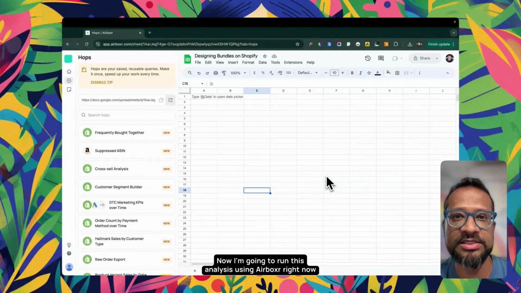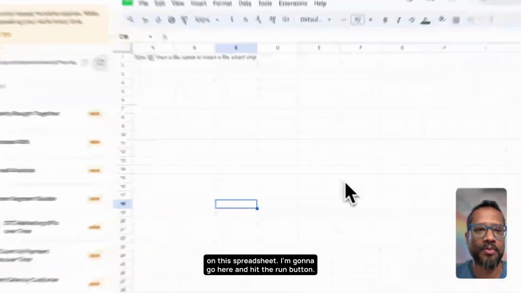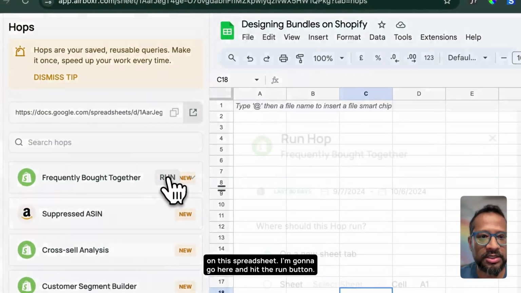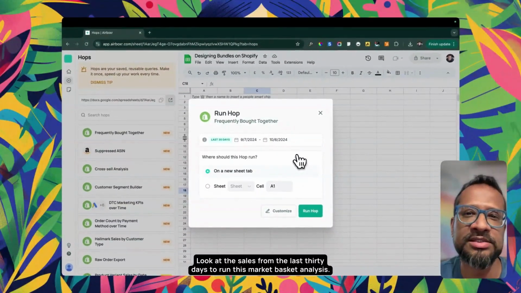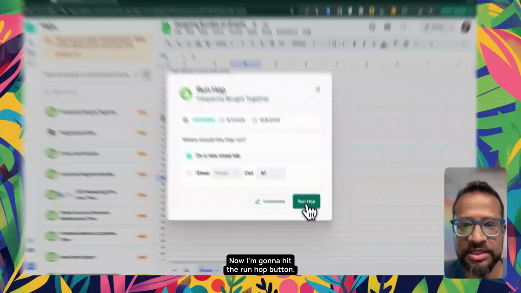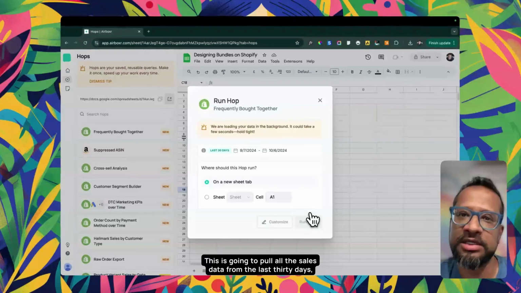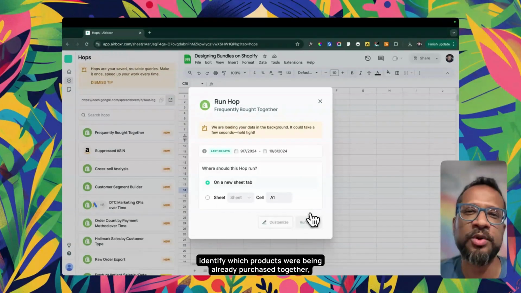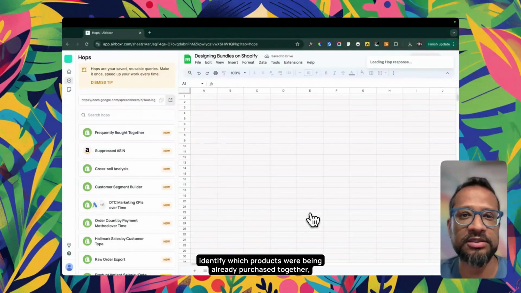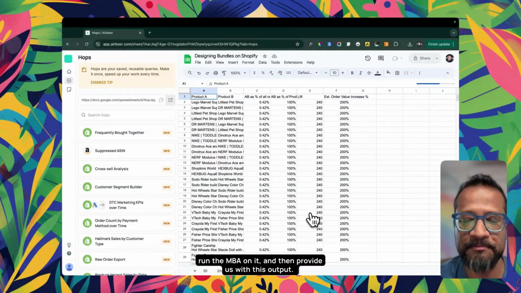Now, I'm going to run this analysis using Airboxer right now on this spreadsheet. I'm going to go here and hit the run button. Look at the sales from the last 30 days to run this market basket analysis. Now I'm going to hit the run hop button. This is going to pull all the sales data from the last 30 days, identify which products were already being purchased together, run the MBA on it, and then provide us with this output.